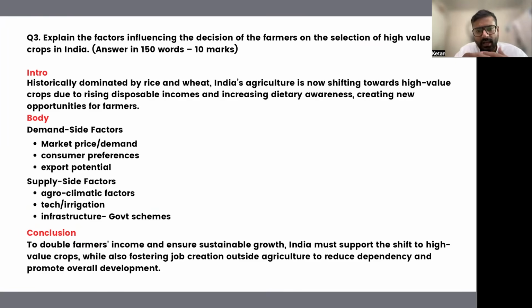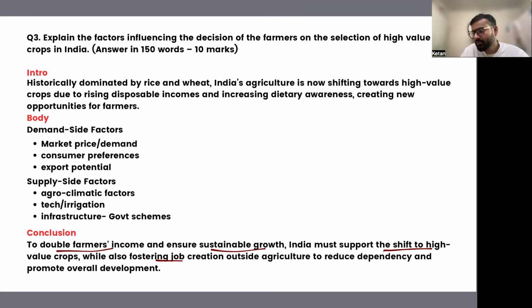And in the conclusion, again, the conclusion can be a forward-looking conclusion, that to double the farmer's income. We have always been talking about doubling the farmer's income, so it directly becomes relevant here. To double farmers' income and ensure sustainable growth of the country, India must support the shift to high value crops.